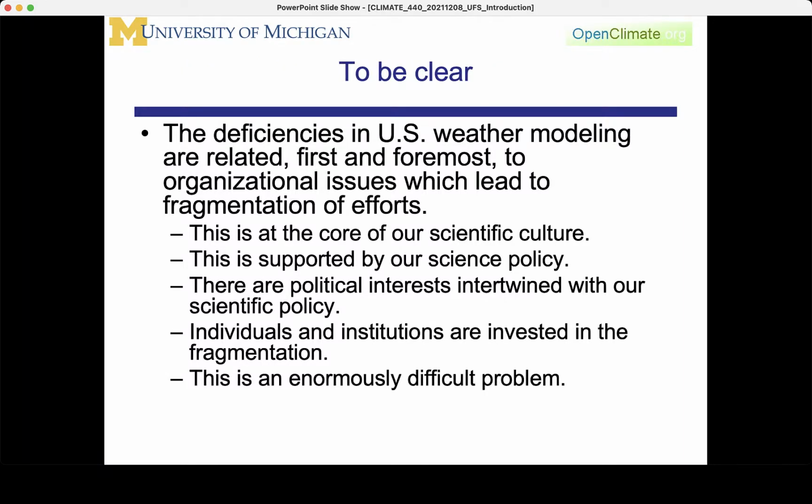But to be clear, the deficiencies in the U.S. weather modeling are related first and foremost to organizational issues which lead to fragmentation of efforts. This is at the core of our scientific culture. It is supported by our science policy. There are political interests intertwined with our science policy, and those political interests are at very many different levels. Individuals and institutions are in fact invested in the fragmentation and have set themselves up to sometimes use that fragmentation to their advantage. Therefore, this is an enormously difficult problem that is far more of a social problem than it is of a technical or scientific problem.